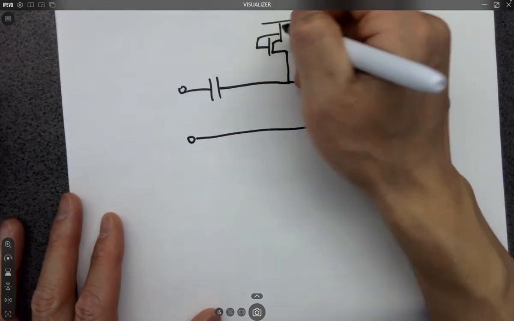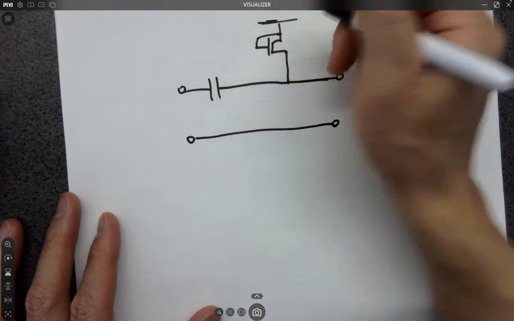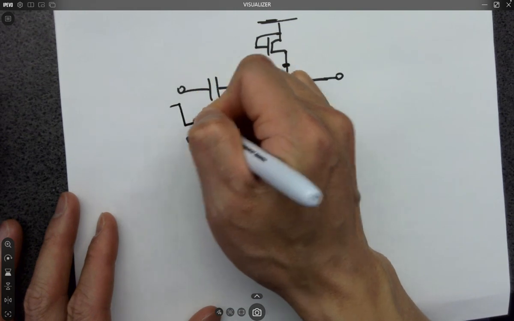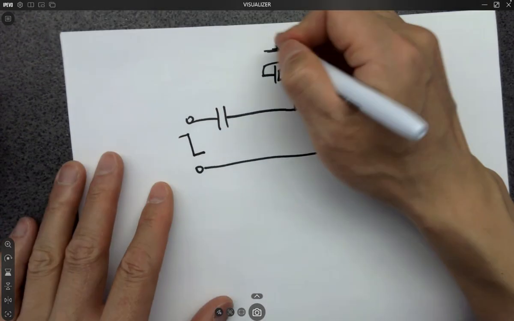Okay, so if you do this, what is the maximum voltage you can get at this point? When it's pulling, when it's pulling. That's VDD here.